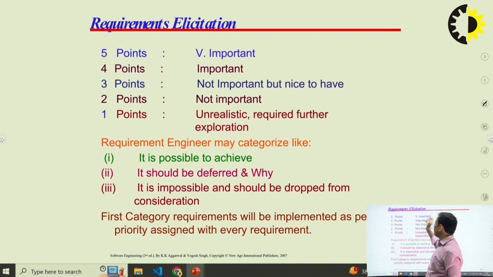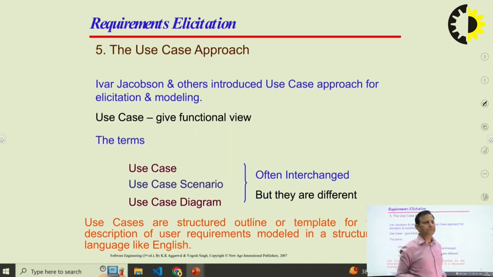So very important has 5 points, important has 4 points, and according to this we categorize into the points. The requirement engineer may categorize as possible to achieve, should be deferred and why, or impossible and should be dropped from consideration. First category requirements will be implemented as per the priority assigned to every requirement.